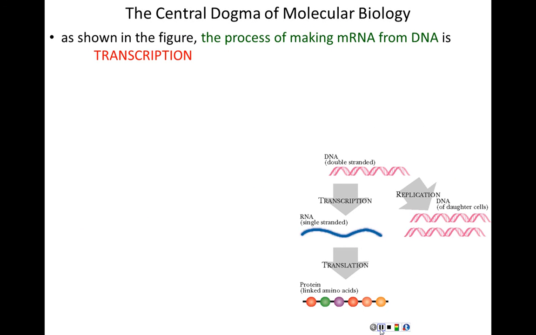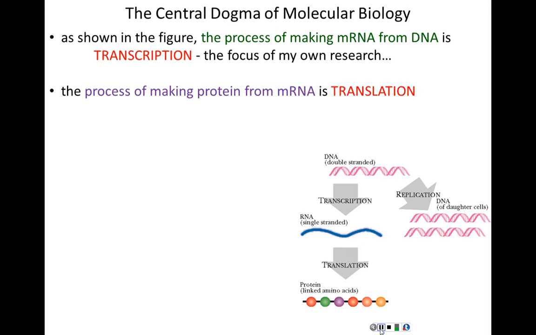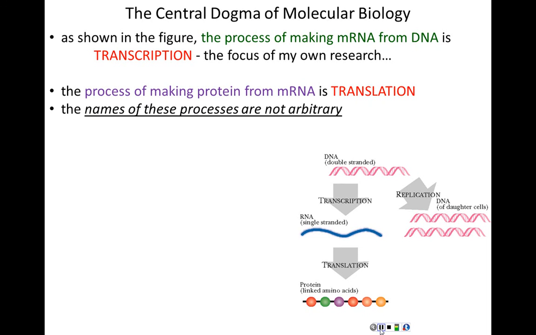As shown in this figure, and I think I've already covered it in the course, the process of making an mRNA copy from a DNA gene is called transcription. I actually focus my own research interests on transcription. The process of making a protein from the RNA is the process of translation. And those names for these processes are not chosen arbitrarily. In fact, if you can remember what's going on, you can easily remember the name, or if you can remember the name, you can figure out what's going on.